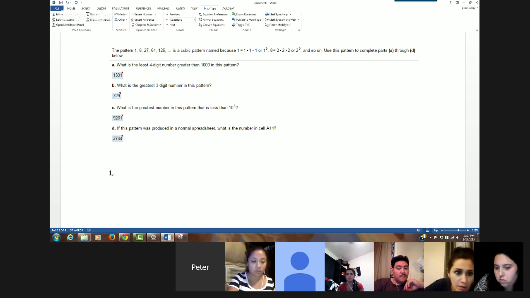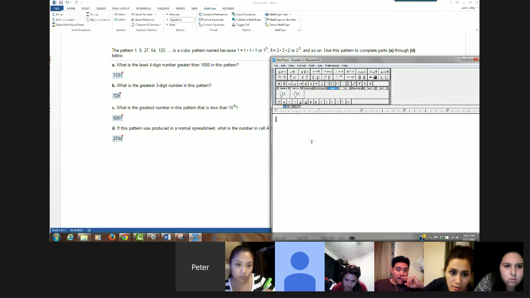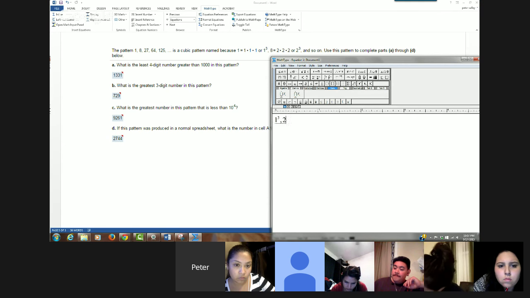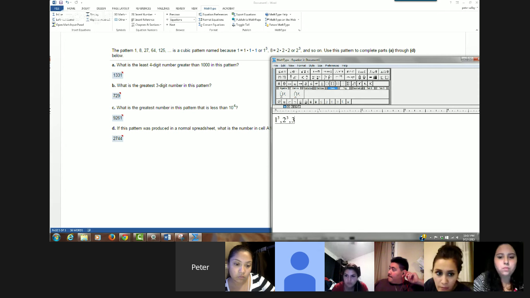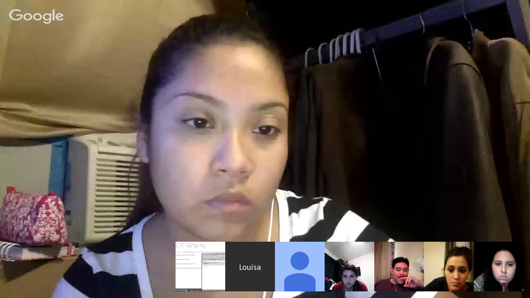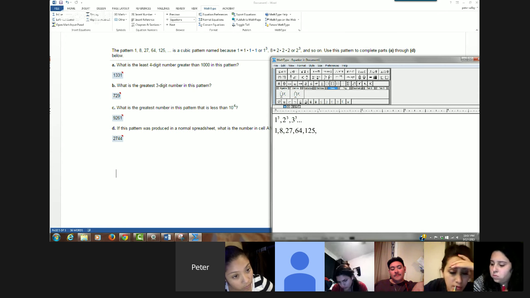So they're doing 1 cubed. Okay, so we got 1 cubed is the first number. 2 cubed is the second number, and then 3 cubed. So that's how they're getting this. So I would just say let's generate out the first couple. So 1, 8, 27, 64, 125, that's 5 cubed.